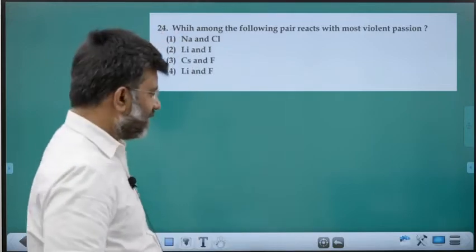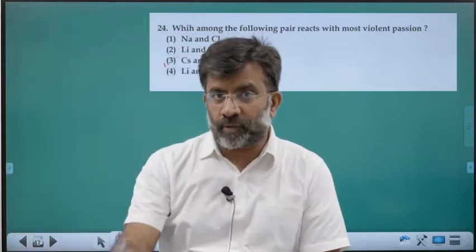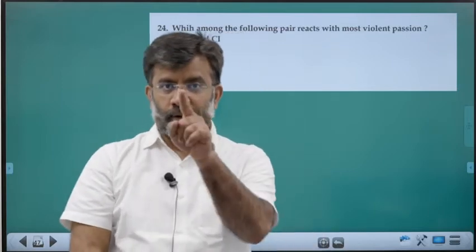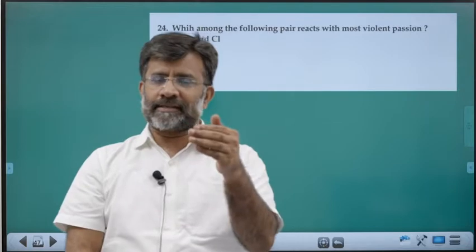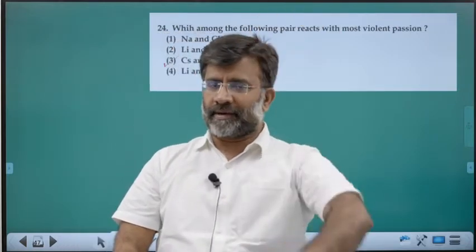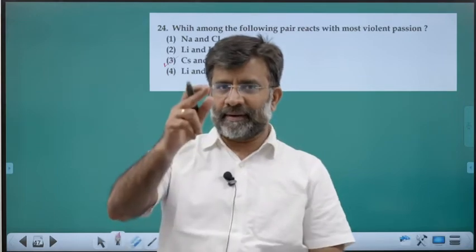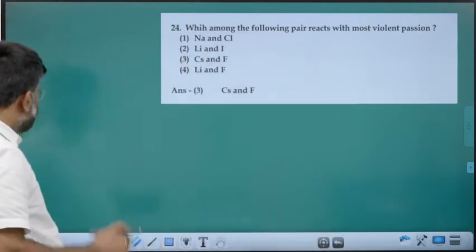For alkali metals, the reactivity increases down the group. For halogens, the reactivity decreases down the group. So for halogens, the reactivity is maximum on top, fluorine, uncontrollably reactive. And among alkali metals, cesium is highly reactive. Next.